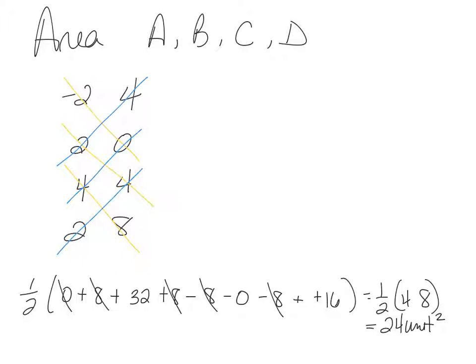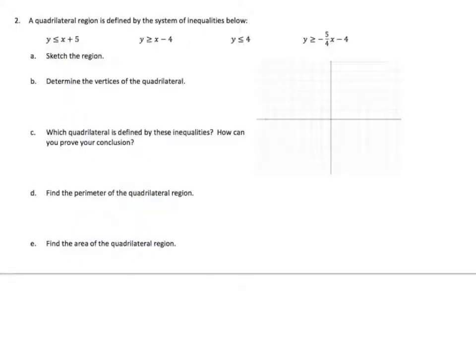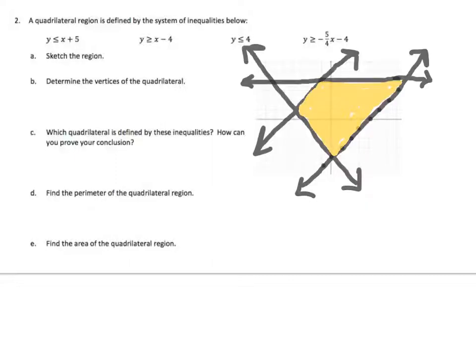Awesome, that was fun. I like the shoelace formula. All right, let's do another one. I'm going to push pause and do all my sketching. I would ask you to do the same. All right, there we go.